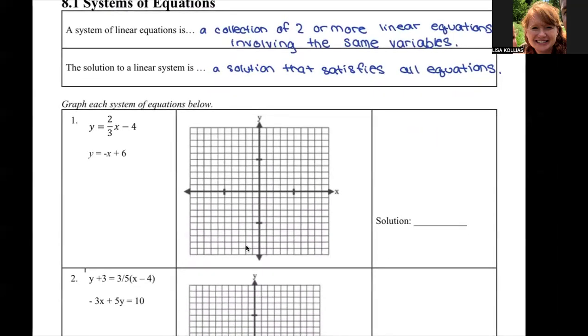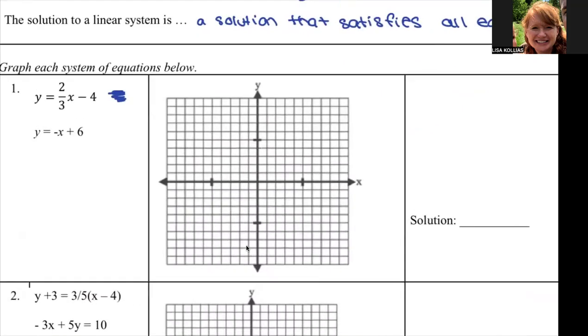So y equals 2/3 x minus 4 and y equals negative x plus 6. This is an easy one to graph because it's already in slope-intercept form. Our first graph has a y-intercept of -4, and then we go up 2 over 3, up 2 over 3, up 2 over 3, down 2, left 3, etc. So there's my first linear equation.